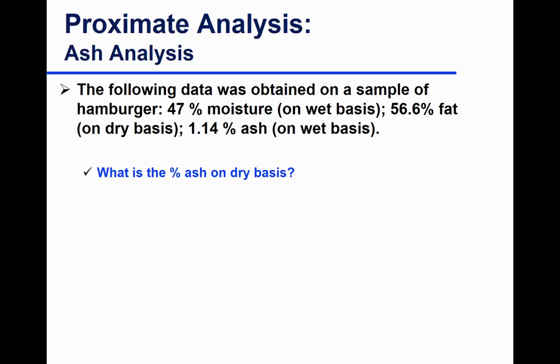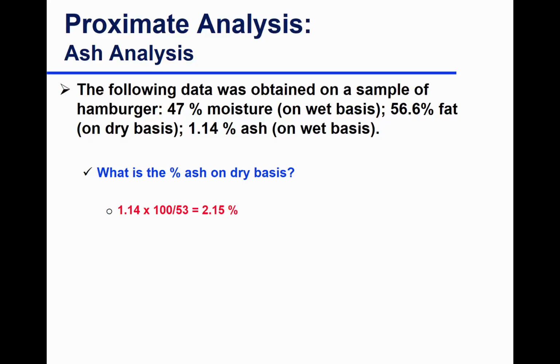Are we all good in this regard? Okay, so this would be your answer. Your moisture is about 47%, so 100 over 100 minus 47 is 53. So you get the ash on dry basis.